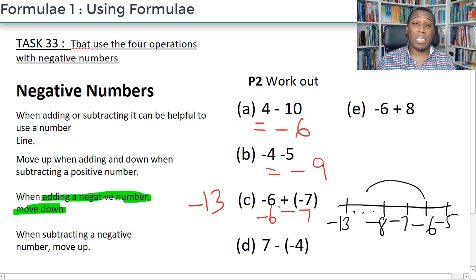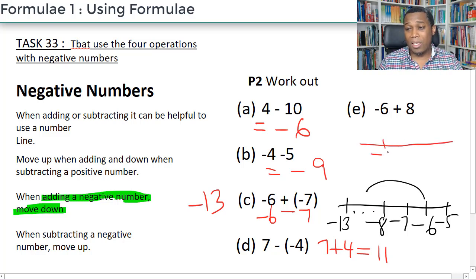When you're adding a negative number, it is going down. When I'm minusing a negative number, a minus and a minus, it's going up. That's the indicator, it's going up. So for D, what we actually have is 7 plus 4, and 7 plus 4 is 11. Finally, for E, I start at -6 and I'm adding 8. This time adding, you're going up on the number line. You'll get to 0 when you add 6.